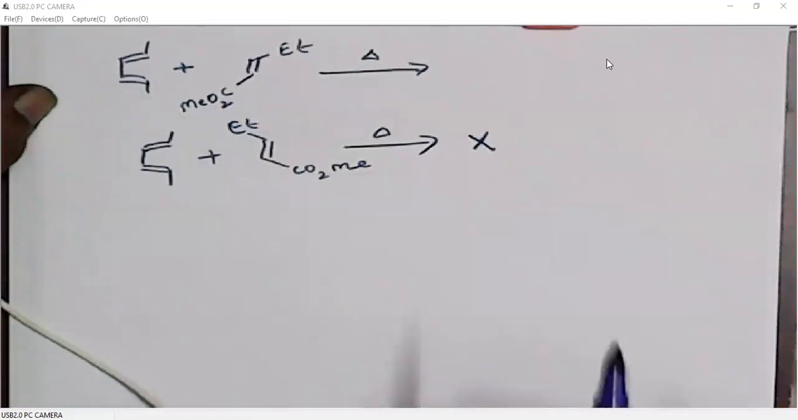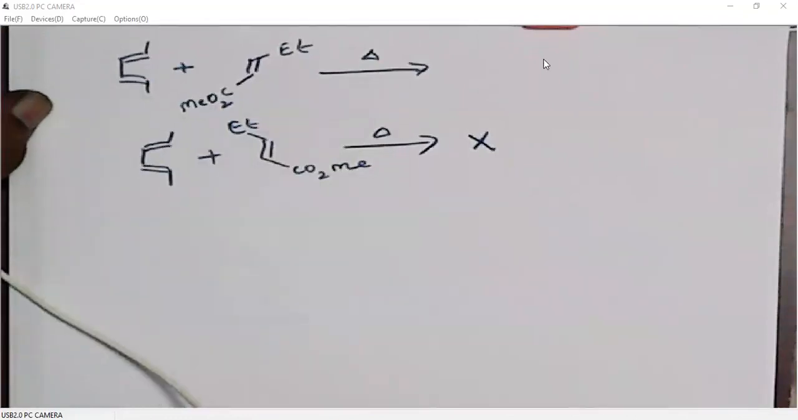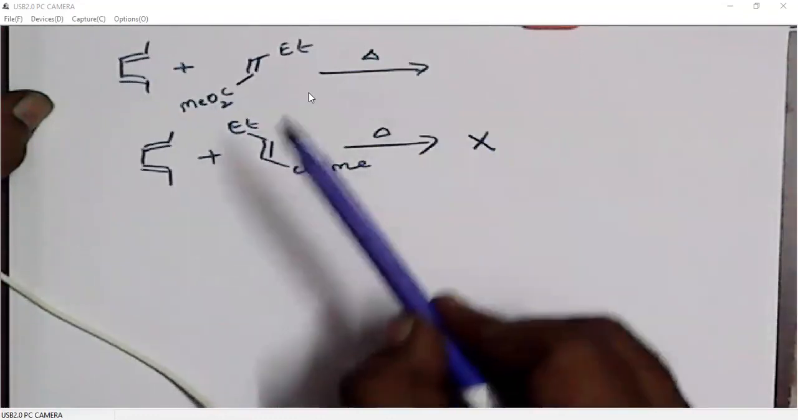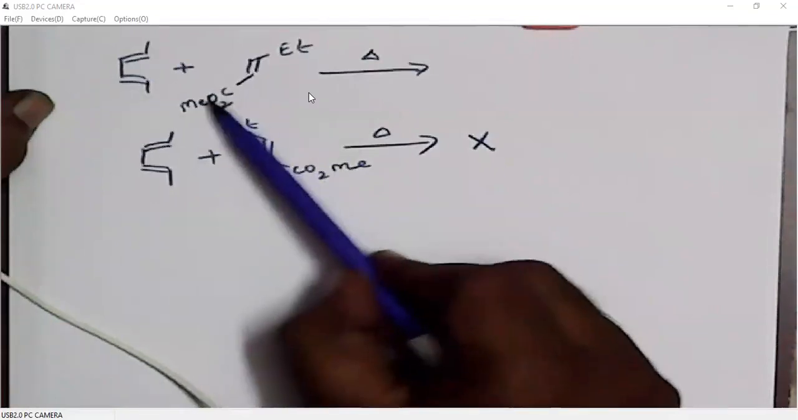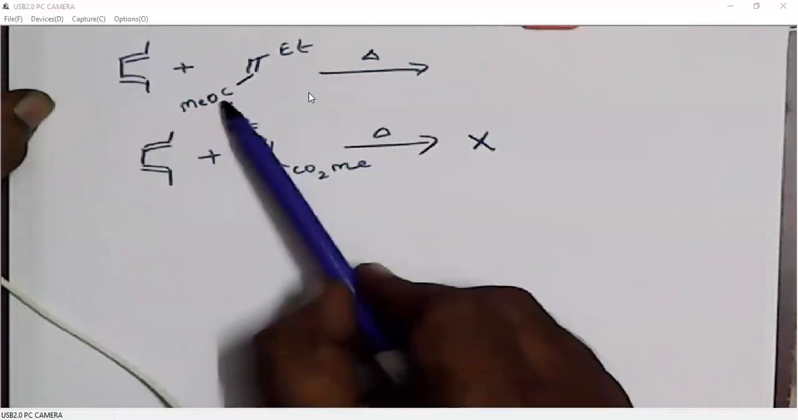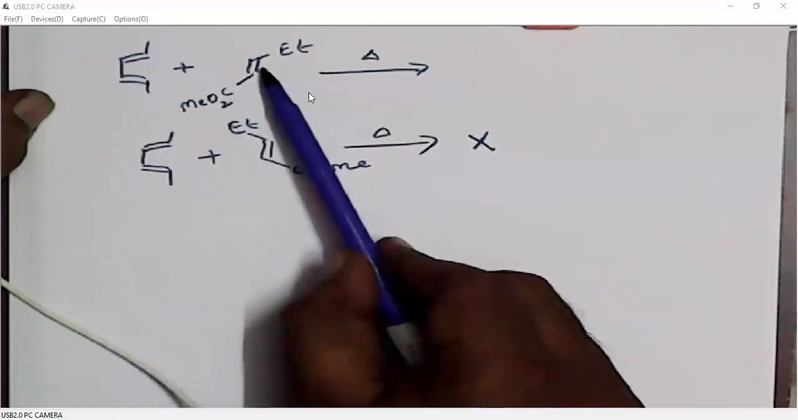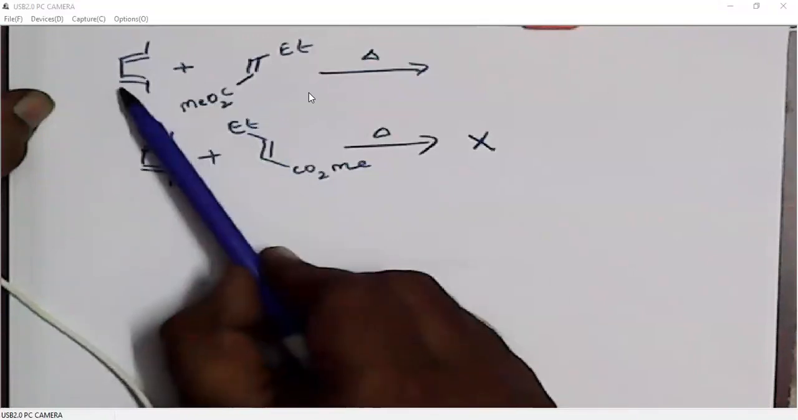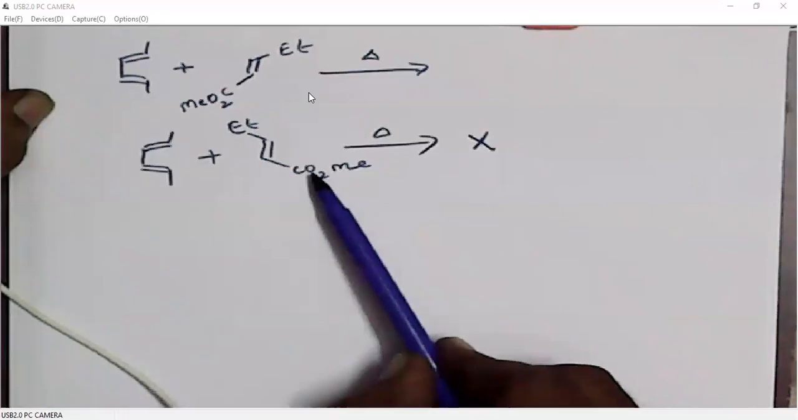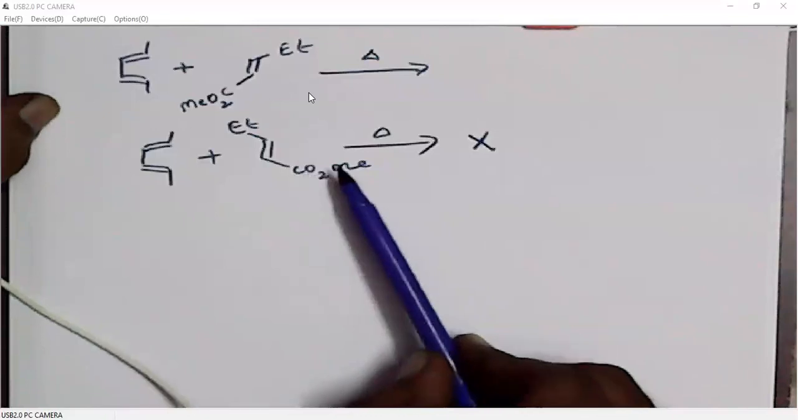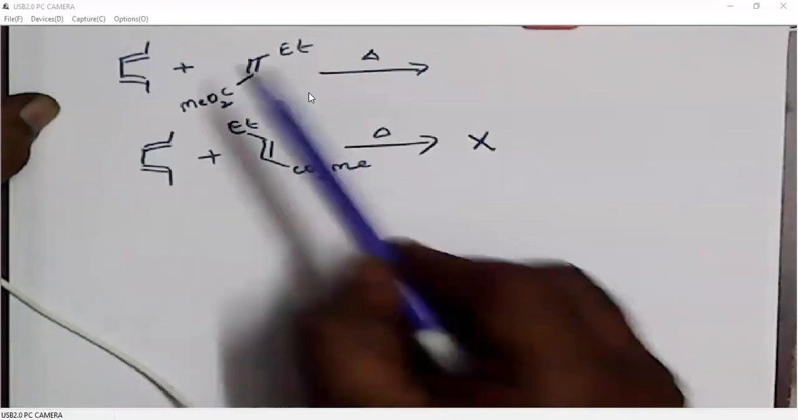So for endoselectivity, how do we write the dienophile? The substituent on the dienophile which has additional double bonds must be written nearer to the diene. But if we write like this, it doesn't have any secondary orbital interaction. So here we don't have endoselectivity, but here we have endoselectivity.